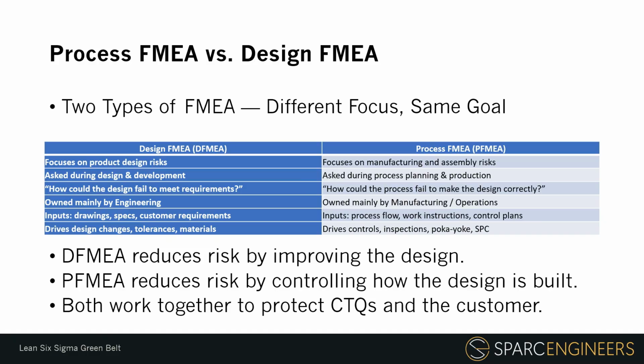PFMEA can drive process controls, inspections, poka-yoke devices, SPC, setup controls, and operator training. The goal is the same for both types: reduce risk and protect the customer. A simple way to remember the difference is this: DFMEA reduces risk by improving the design. PFMEA reduces risk by controlling how the design is built. Both work together to protect CTQs and customer expectations.